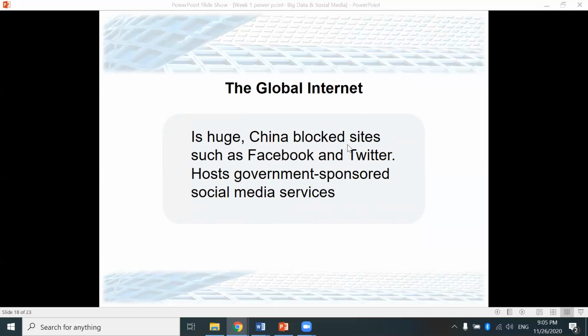Another term that is important specifically for this class to know is the global internet. You have the global firewall, for example. You have China blocking sites such as Facebook and Twitter, and hosting government-sponsored social media services. So social media is widespread, but there are countries that have a little bit of control over social media sites.